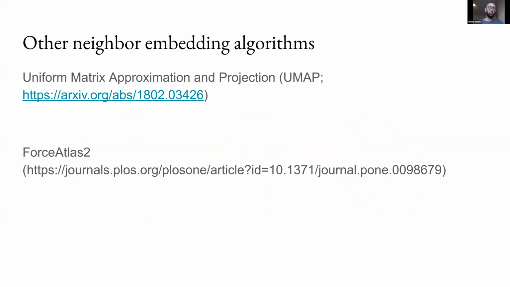There are several other neighborhood embedding algorithms, and one very famous one is, for example, UMAP, Uniform Manifold Approximation and Projection. Or another algorithm called Force Atlas 2. And UMAP received a lot of attention in recent years, and was initially said to be much better than tSNE.